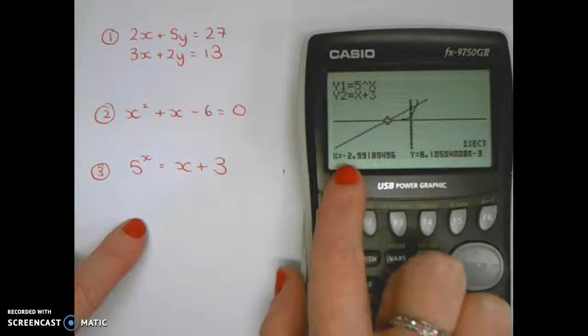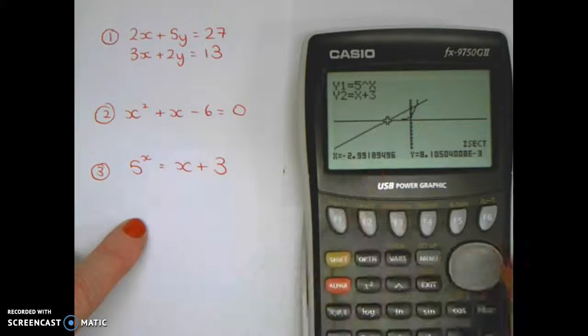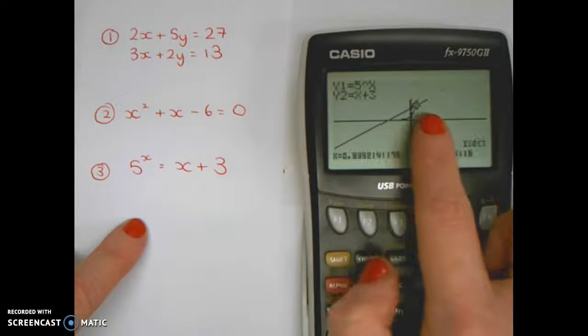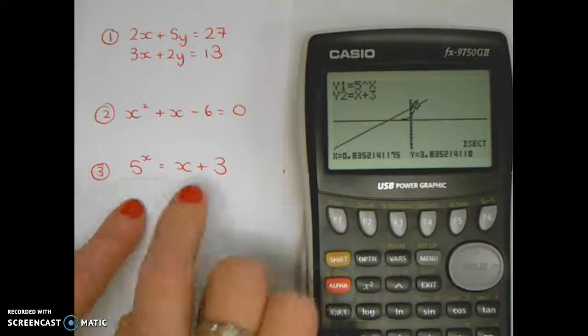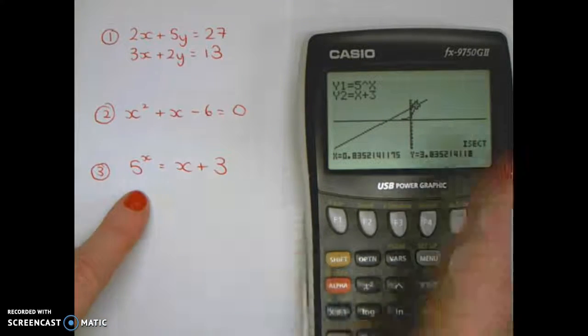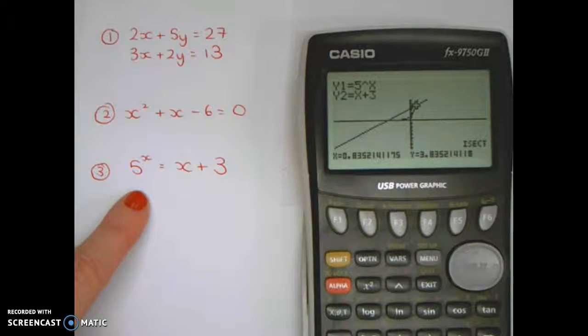So one solution is x equals minus 2.99, and we can go across, and there'll be a solution there of 0.83, which we found last time. So that's a good way of just checking whether you've got all the solutions, rather than the equation solver, is just to draw a graph of each side and look at where they're equal to each other or where they cross or intersect.